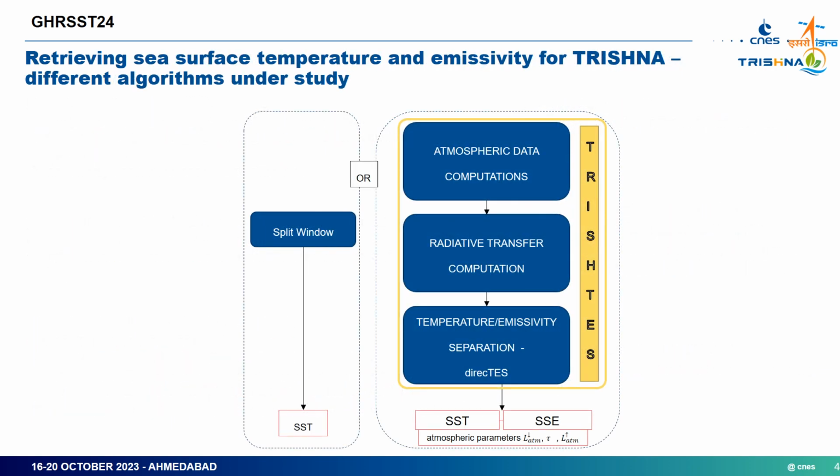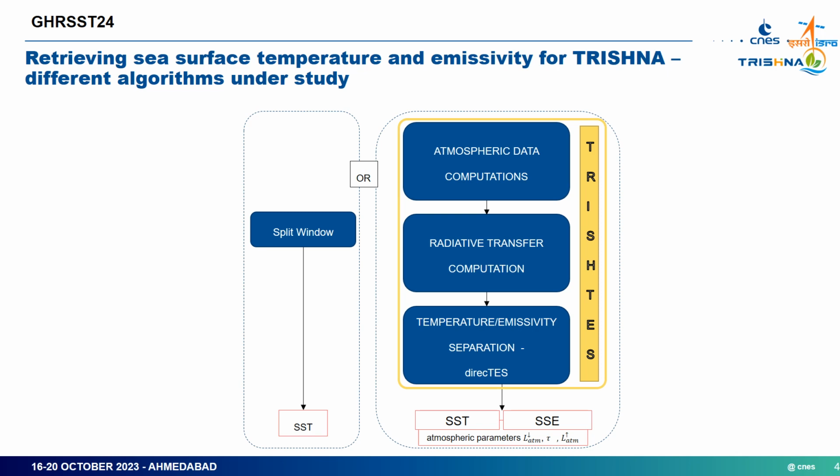Here is an overview of the algorithm chain that is developed for TRISHNA on CNES side. Over water, we have two options today. The first option is to use a chain called TRISHNA, which combines atmospheric data and radiative transfer computations done with RT-top, and then temperature and emissivity separation with the algorithm direct tests, relying on a spectral water database. The second option is to use a split window algorithm.